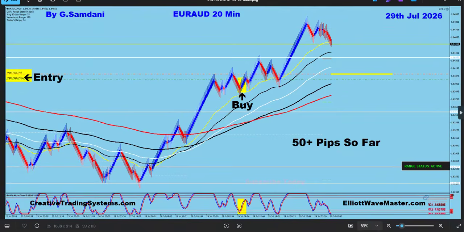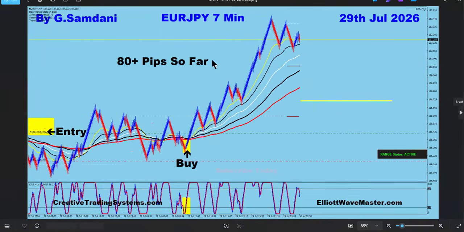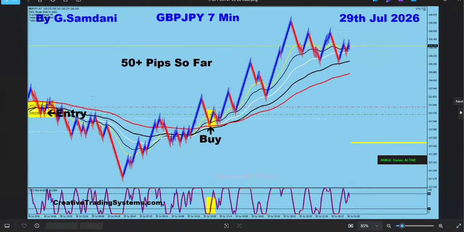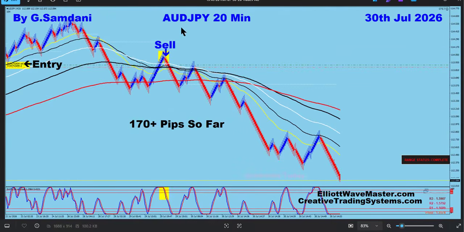So next, let's see. Pound Aussie, I showed you, right? Before and after chart. Going to the upside, never had a 20-minute entry, but the 7-minute entry here gave me 50 pip. Euro yen going to the upside, 80 pip. Pound yen going to the upside, 50 pip on the 29. The entry was, yeah. Euro USD went up 55 pip.